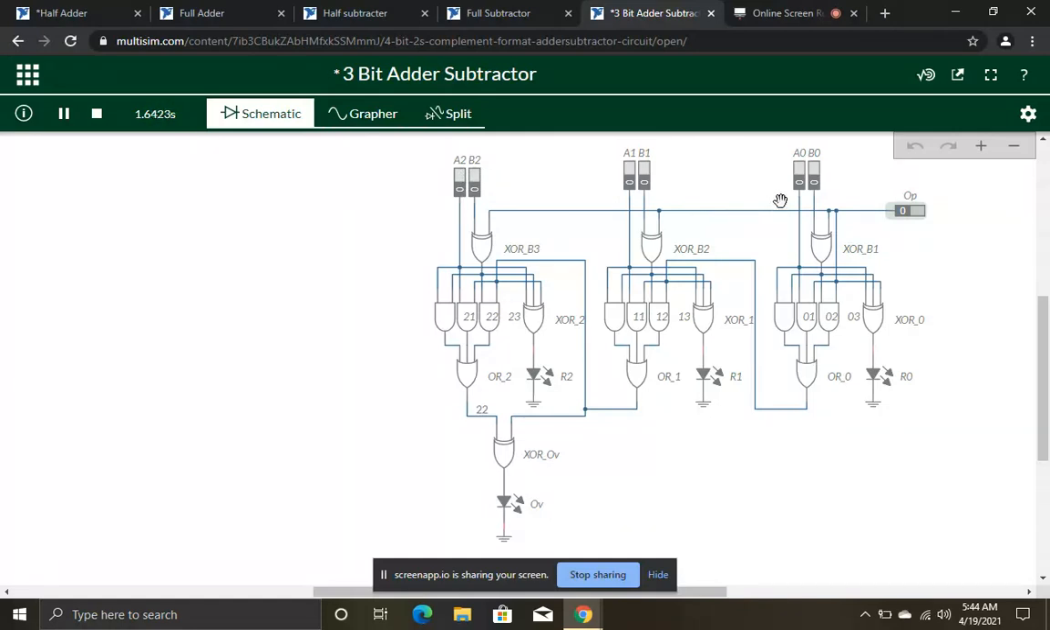The first number is a0 a1 a2. These are the binary values of 2, 0 1 0, and the second number is 3. The binary value of 3 is 0 1 1. So there is 0, there is 1, there is 1. The addition will be performed, and we will get 1 0 1. That means if we convert that number into a decimal number, we will get 5, 1 0 1.